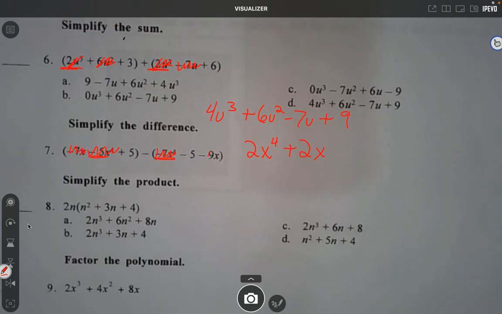I'm going to mark them out. I'm following the signs. And then 5 minus negative 5. A positive 10. A plus 10. That would be my answer on that. Okay? So any questions so far? Is it easy so far?